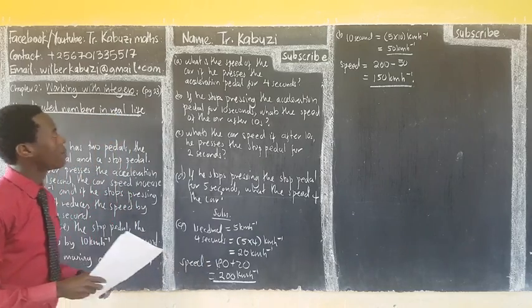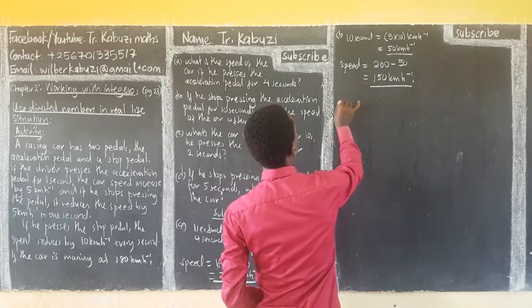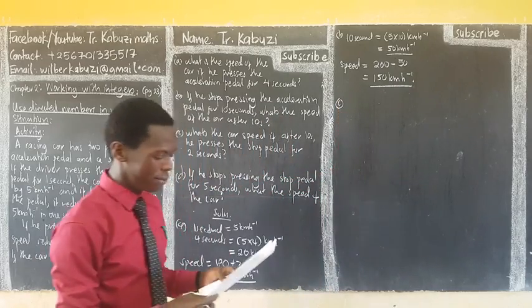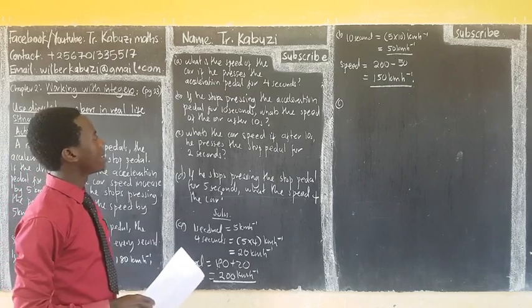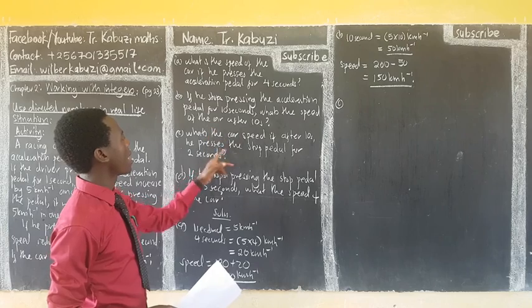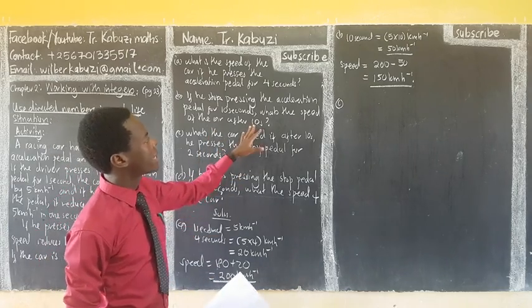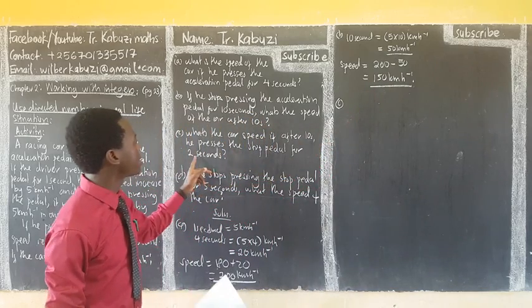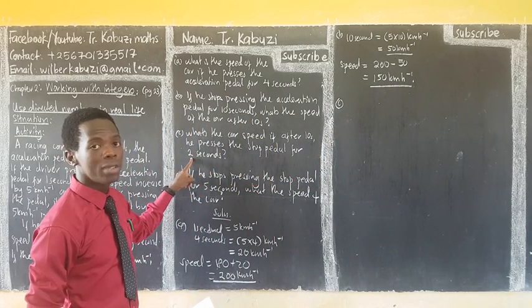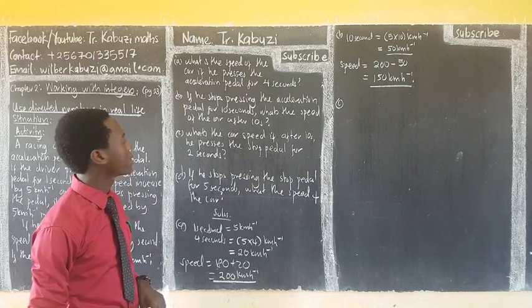Okay, let us now go to part C, and I'm going to use group A. What's the speed of the car after 10 seconds? After 10 seconds, it presses the stop pedal for 2 seconds. After these 10 seconds, this is the speed the car is moving at. It presses the stop pedal for 2 seconds. Maybe it's in a corner, because in a corner, of course, we have to reduce the speed.